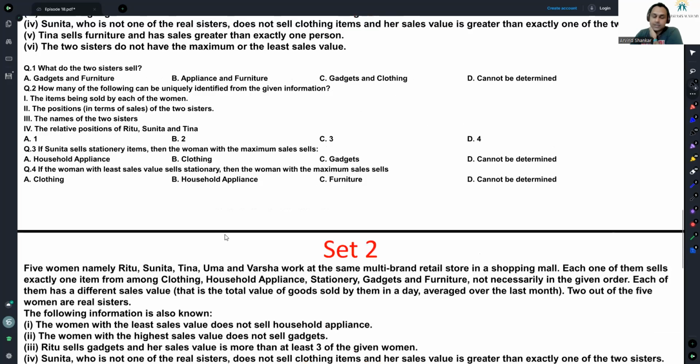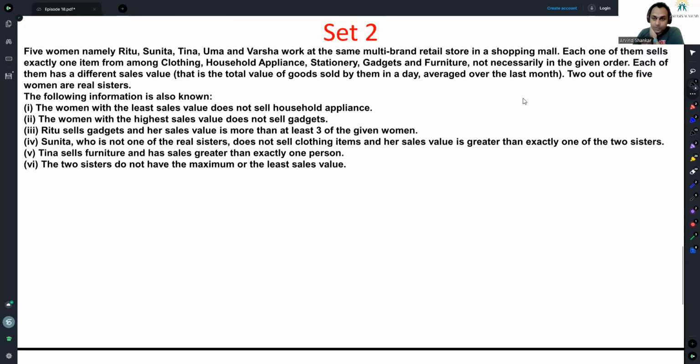Okay, so this looks like a standard distribution setup. Let me go ahead and capture it. I have first thing is name. Then I have item sold. No numbers are given, no. So I have sales value rank. Sales value rank. And then finally I have whether they are sisters or not. These are the 4 parameters that have been mentioned to me. Okay.